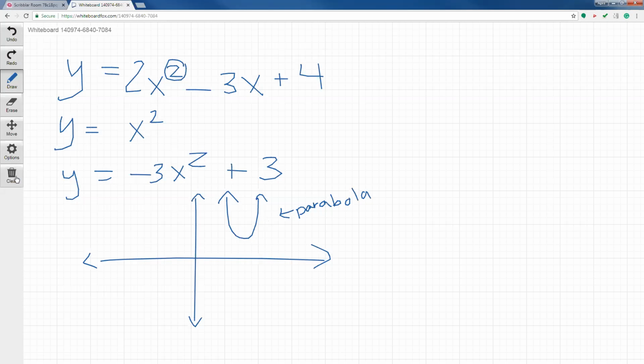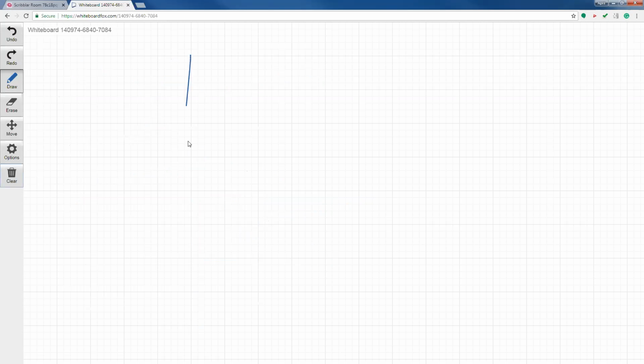Let me erase this all and draw a little more accurate picture. Sorry, it's hard to draw with the mouse, so that line was not straight. Welcome to our new students who have joined. Right now we're talking about quadratics.